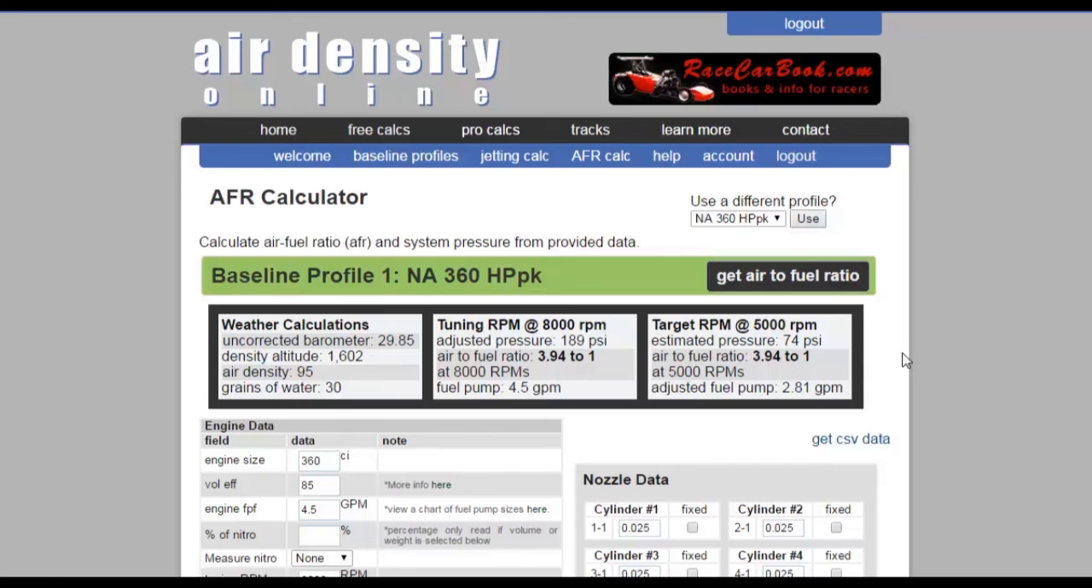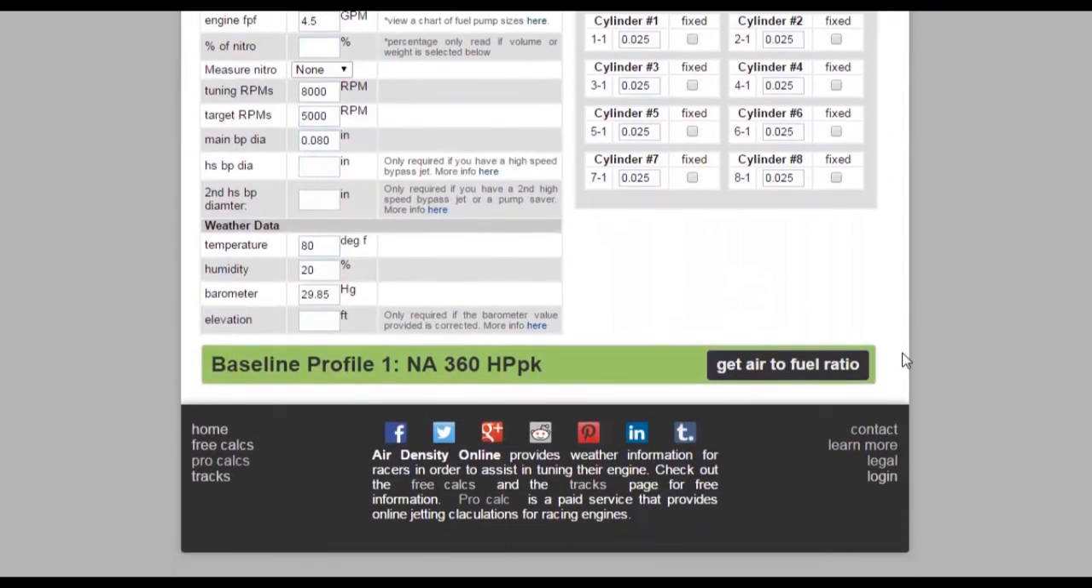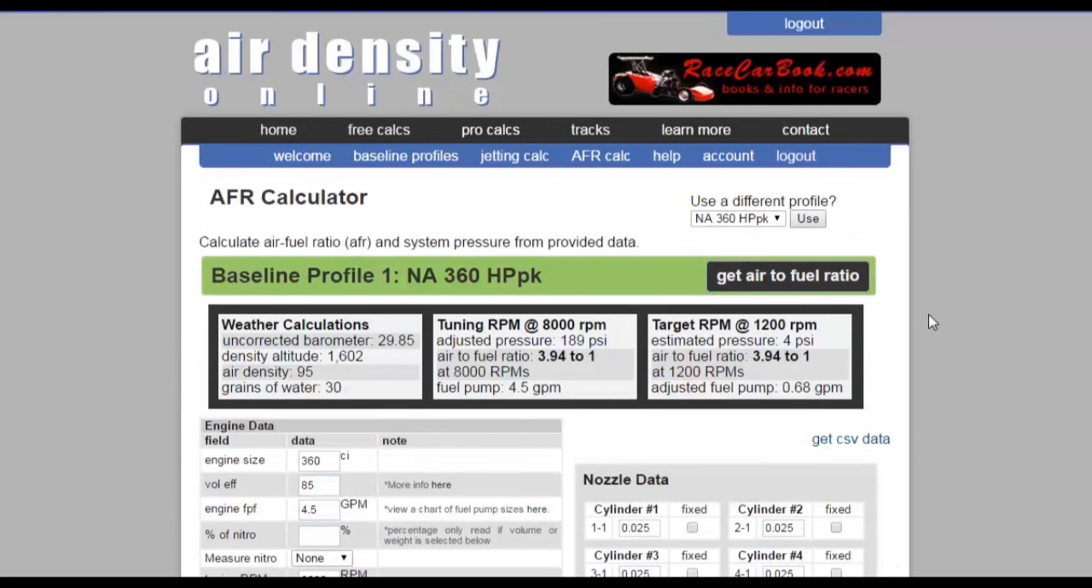FYI, if we drop the target RPM to, say, 1,200 RPM, which would be an idle speed, this will tell us what the fuel pressure is available at 1,200 RPM. If we have a fuel pressure poppet, say at 8 or 9 or 10 psi, we're not even building enough fuel pressure potentially at full throttle at that from off idle launch.